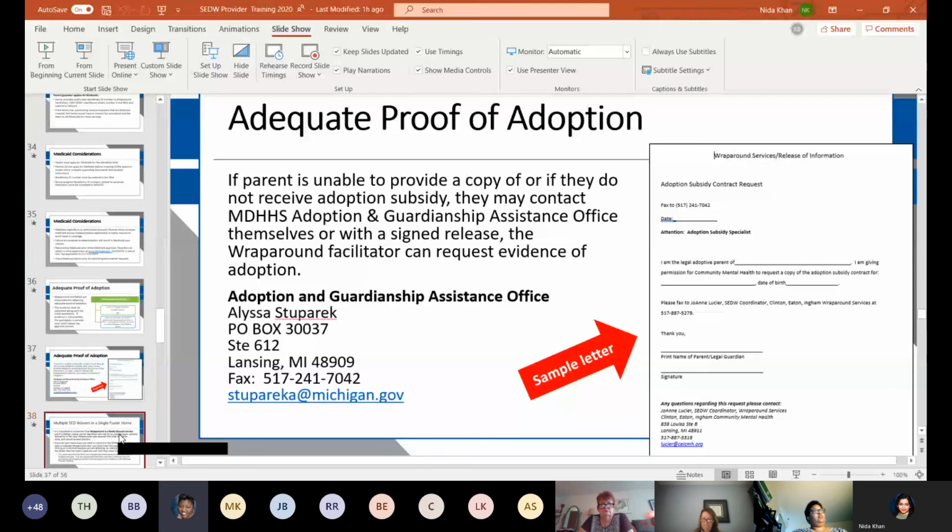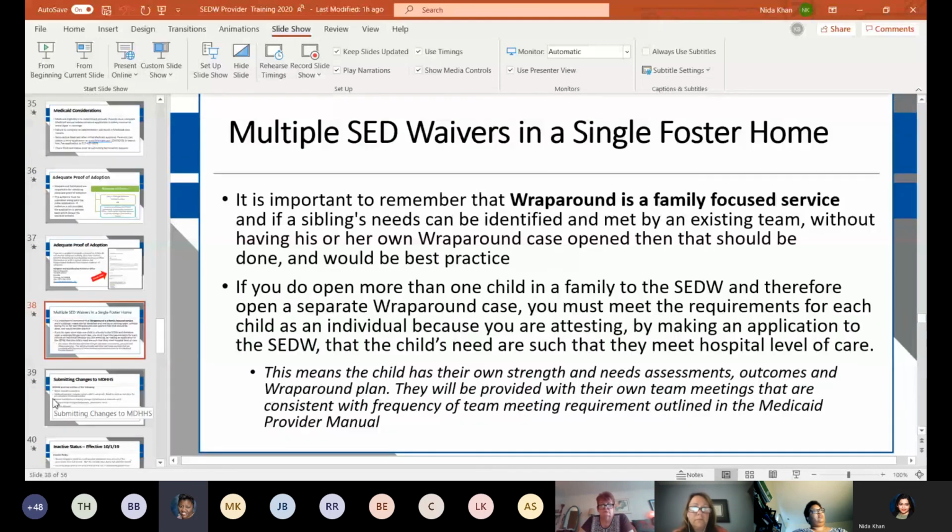Now, let's move on, and feel free, if there are any questions around that, to please put them in the chat or save the questions for the end. But we'll go ahead and move on to talking about multiple SED waivers in a single foster home. And in some cases that can happen in a legal guardian home as well, because I do know we also have that situation occurring currently here in Oakland County.